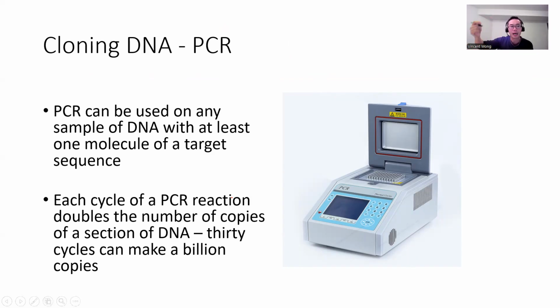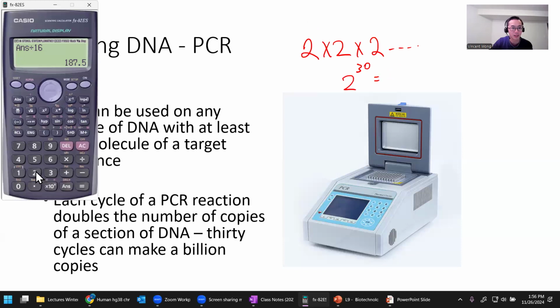And it runs in cycles, and every cycle is going to double the amount of DNA. So let's say you start with 2 copies. If you run it one time, then you have 4 copies, and then you would have 8 copies, and so on and so forth. If you do it 30 times, this is a really big number. Let's see, 2 to the exponent 30, right? You're gonna have billions of copies after 30 cycles.